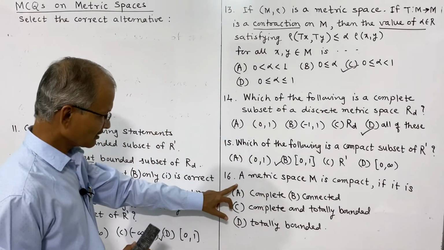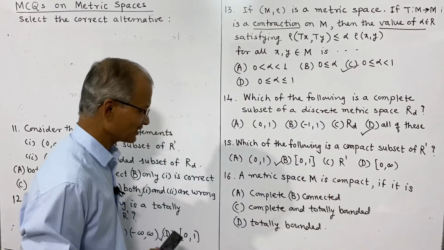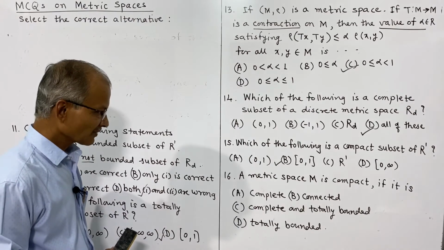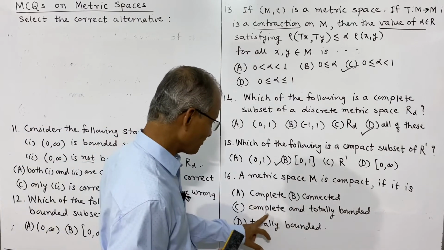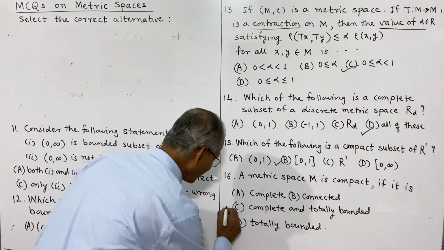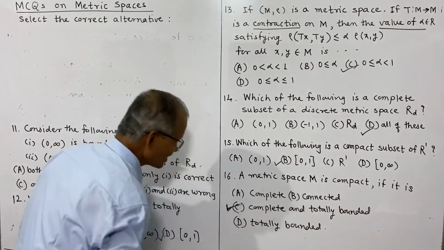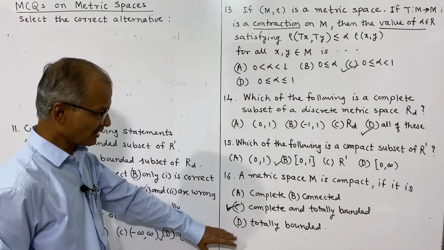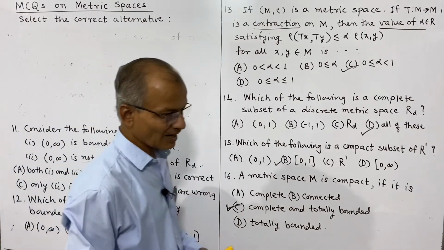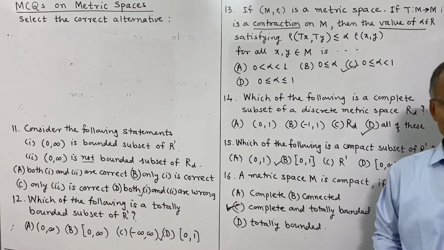Now the last, the 16th question: a metric space M is compact if it is complete and totally bounded. This is the direct definition. So it must be complete and totally bounded. That is the very definition of a compact metric space, so this is the right alternative for question number 16. These are some MCQs that we have studied on metric spaces. Thank you.